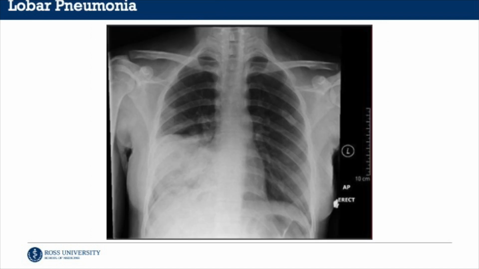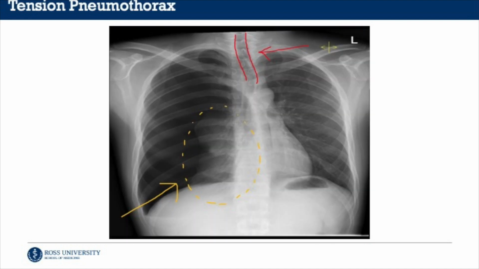Can you see the consolidation in the right lower lobe? This is a really good example of a lobar pneumonia. In this patient, we have tension pneumothorax being exhibited. Note the tracheal deviation away from the side of the lesion. In this instance, it deviates to the left in this right-sided pneumothorax.